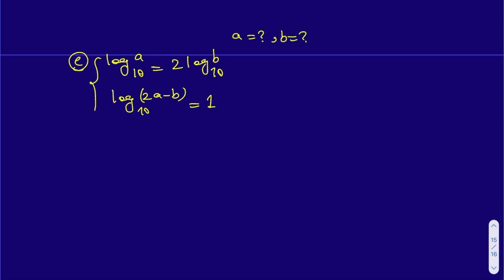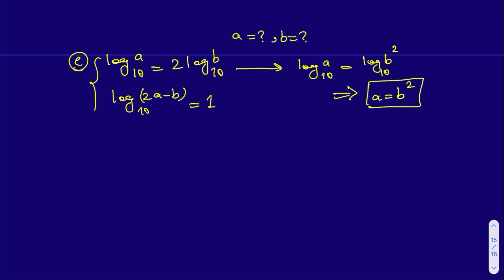Okay, so here I can simplify by using the properties of logarithm, and I can say log a to base 10 is equal to log b to the power of 2 to base 10. Therefore, I can conclude a must be equal to b to the power of 2. So this is one of the simplified equations.